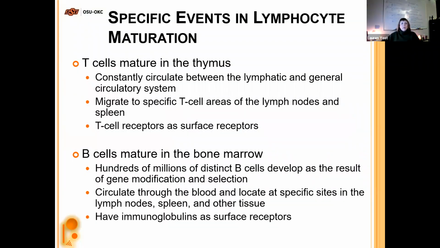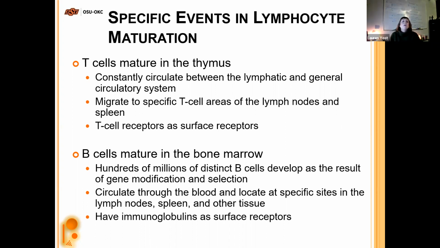All right, how do we get different lymphocytes? How do we do all that? So T cells, we know they're going to mature in the thymus. We've said it. They're going to circulate between lymph and the general circulatory system pretty much constantly. They're going to migrate to T cell areas of the lymph nodes and the spleen as well. And then their surface receptors are called T cell receptors.